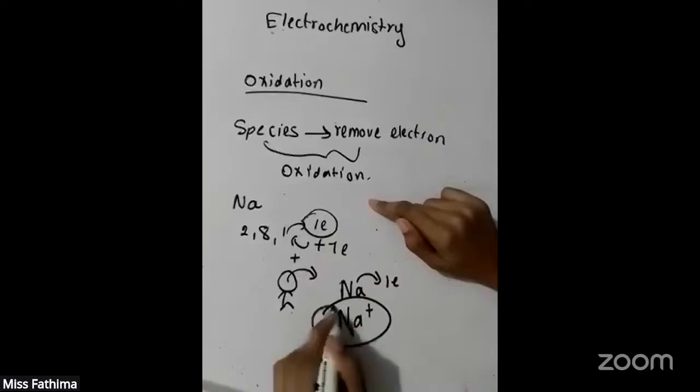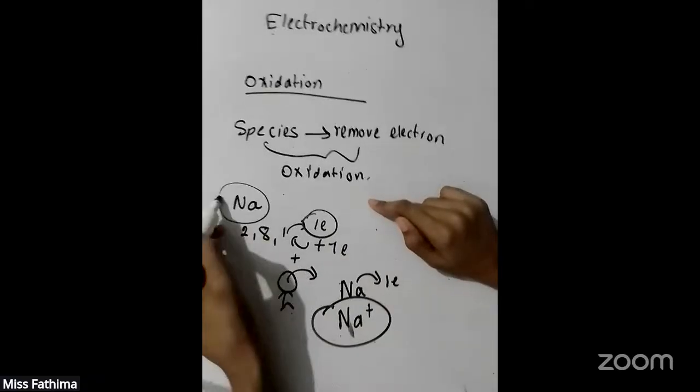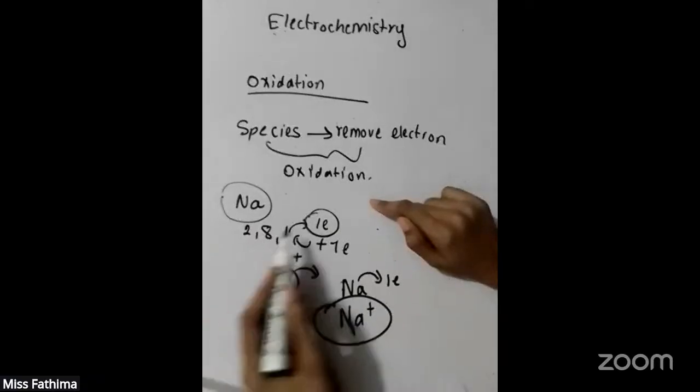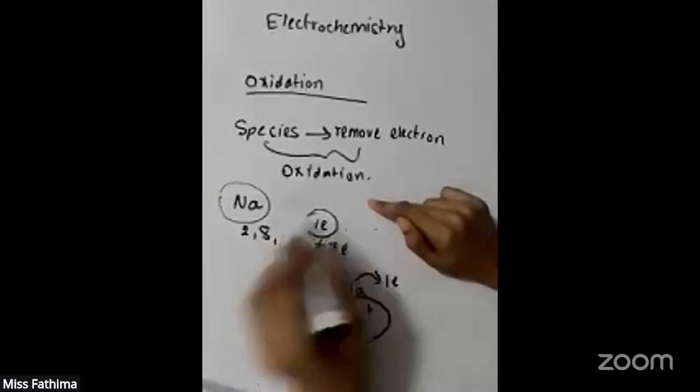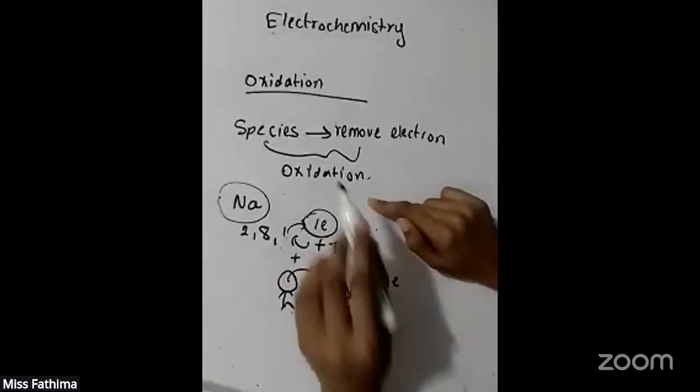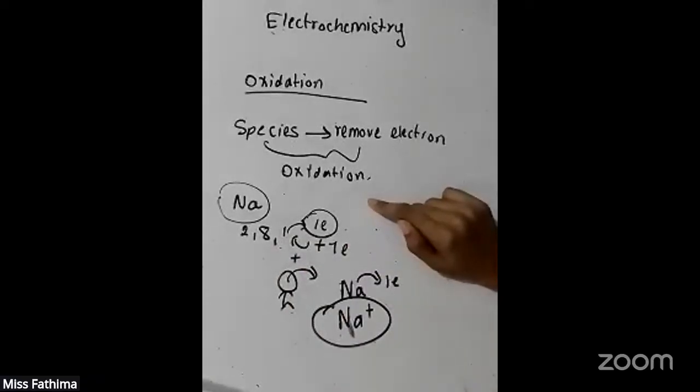Now you see here, sodium is a species. It removed an electron. That process of removing an electron, you call it as oxidization. Did you understand?